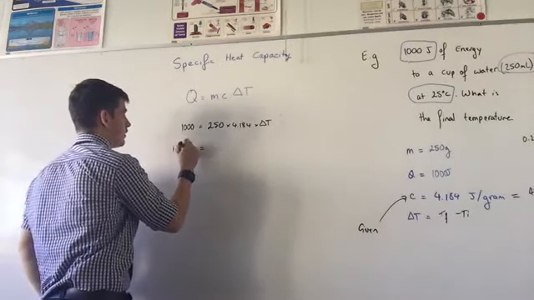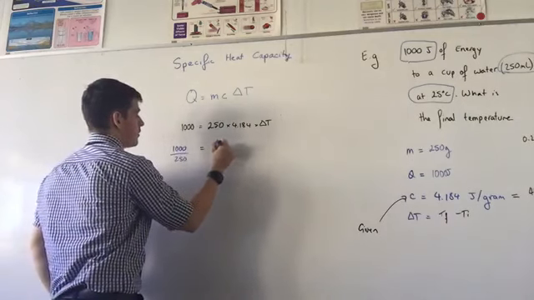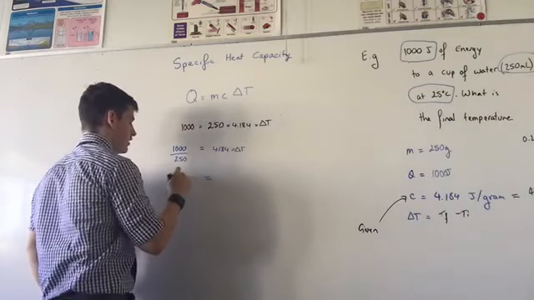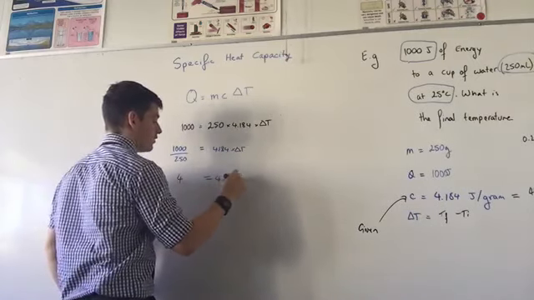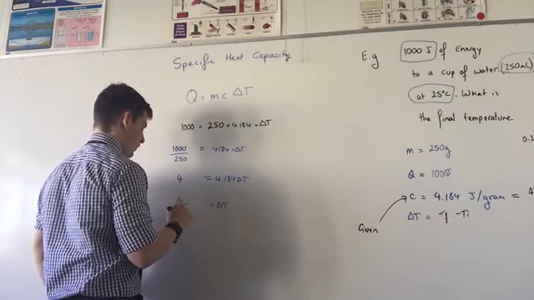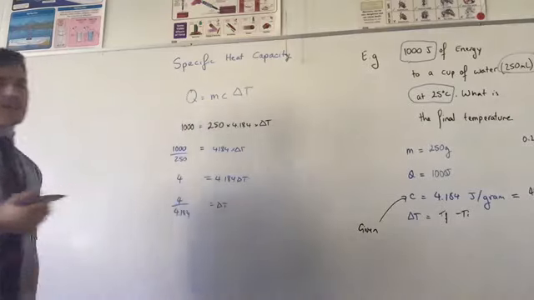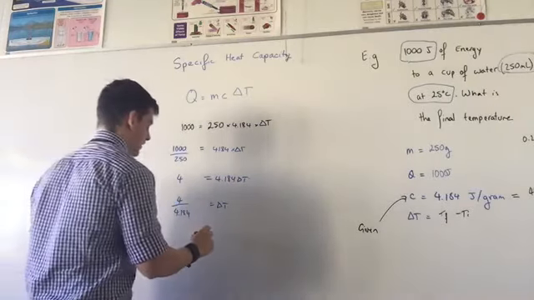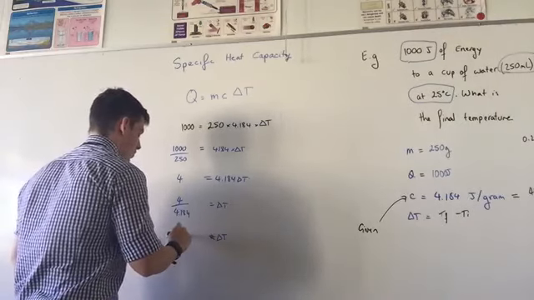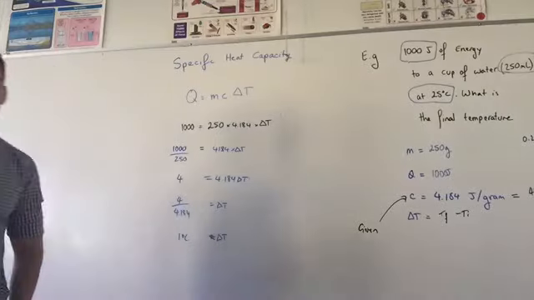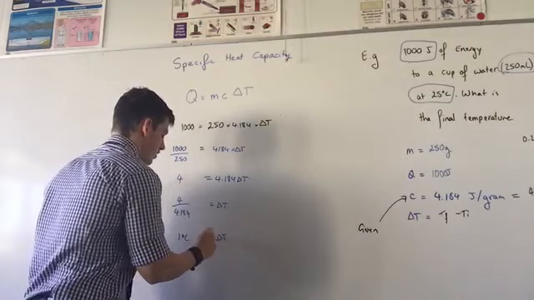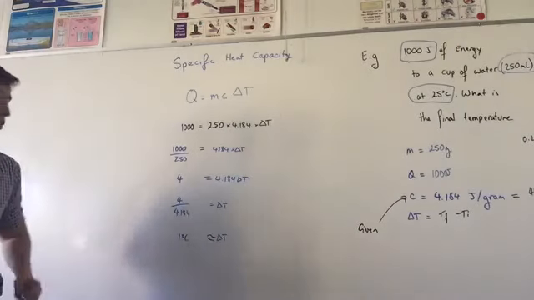I'm going to do them one at a time. 1,000 divided by 250 equals 4, so we've got 4 equals 4.184 times delta T. So delta T equals 4 divided by 4.184. That's going to be somewhere near 1. I haven't got the exact amount because I didn't bring my calculator. Delta T is approximately 1 degree Celsius. It doesn't matter if it's 1 degree Kelvin or 1 degree Celsius, because those units for temperature go up by the same amount. It's just their starting point that changes.